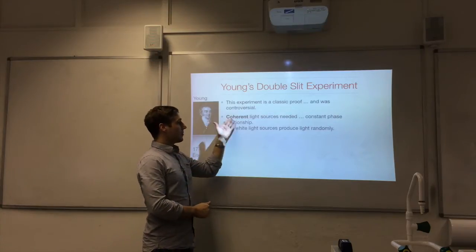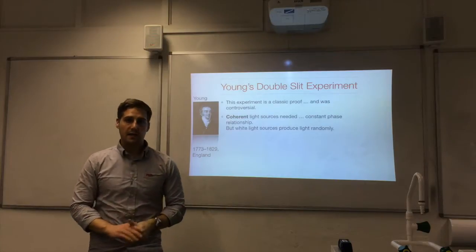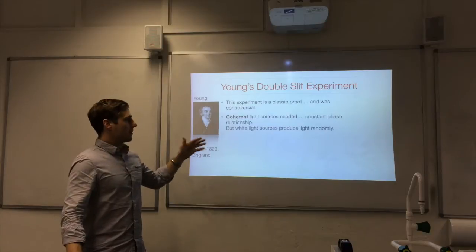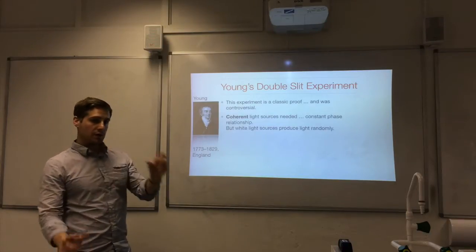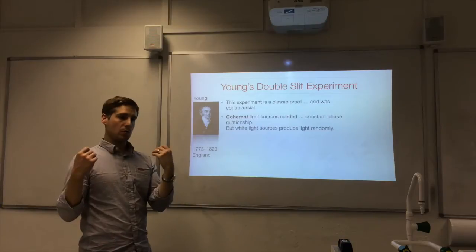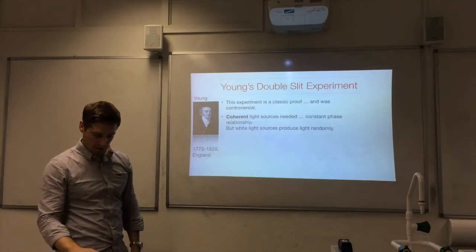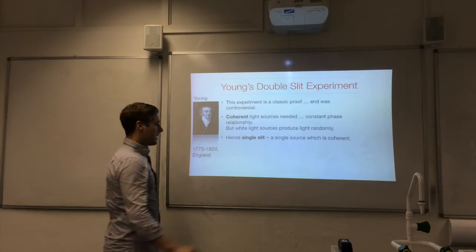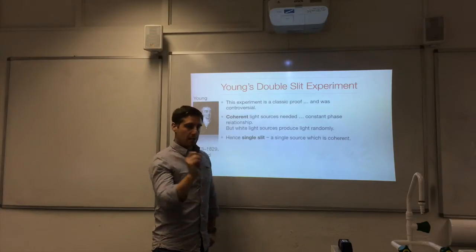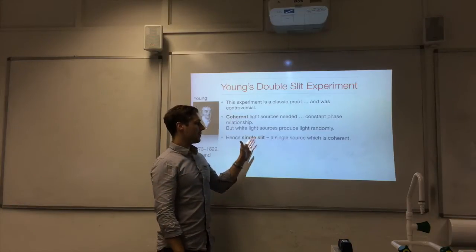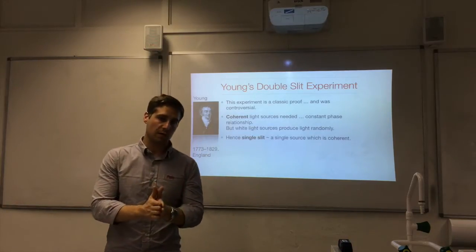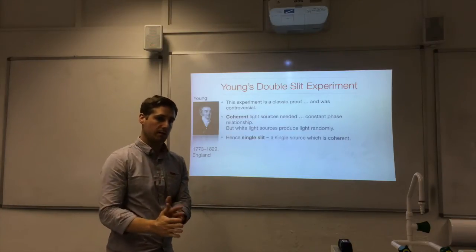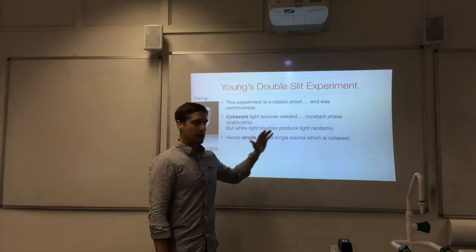Anyway, we need coherent light sources, but the trouble with white light is that the light is produced randomly, and so that is not coherent. You can't have two bulbs, for example, giving you coherent light. That's not possible. The light is produced randomly. So the experiment has a single slit, and the purpose of the single slit is that it gives you a single source of light which is coherent, because the slit is so narrow you've confined the light down to a single source.